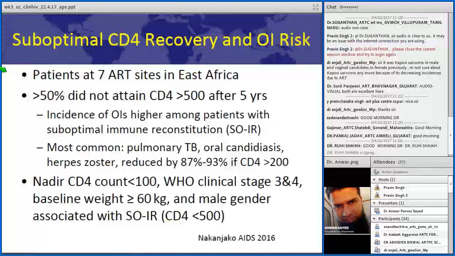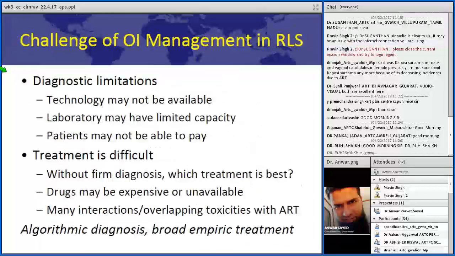So obviously it brings us to the same point: if you start ART early at a higher CD4 count, there will be a good immune response and a reduced risk of OIs. Vis-a-vis if you start ART late, where there is a low CD4 count, there is a bad or suboptimal immune response, and again the risk of OIs will be more.